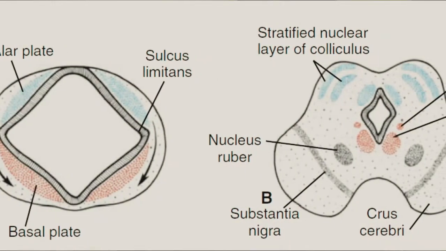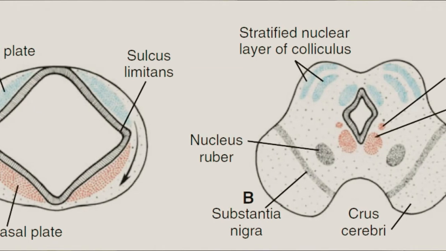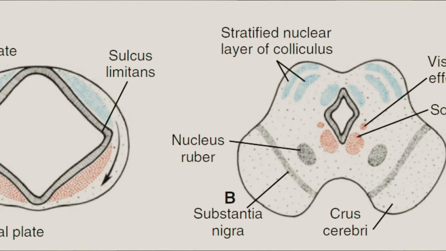vesicle. It also has mainly, it has only two. It doesn't have the exact description like we have been having in the spinal cord. So the basal plates of the mesencephalon always have only two groups of cells.